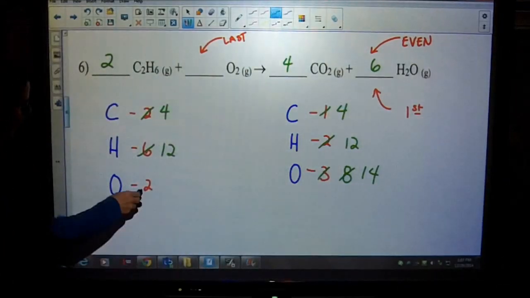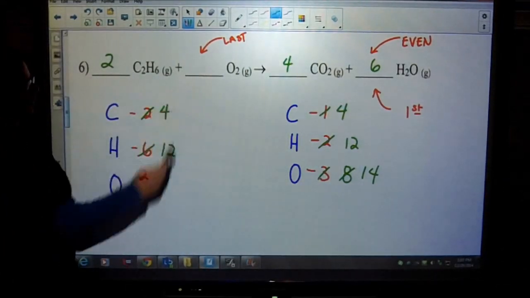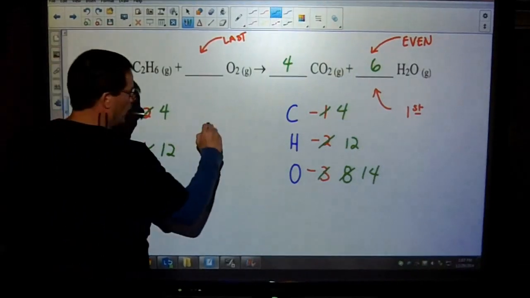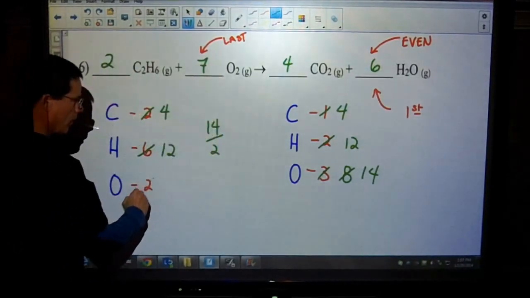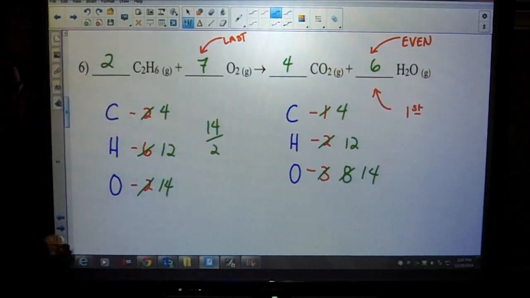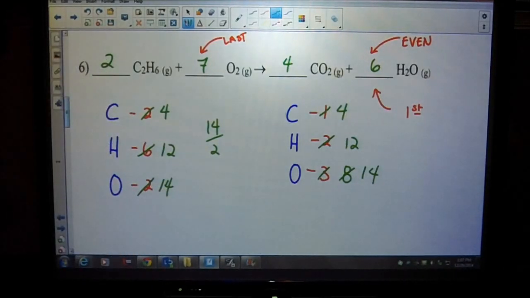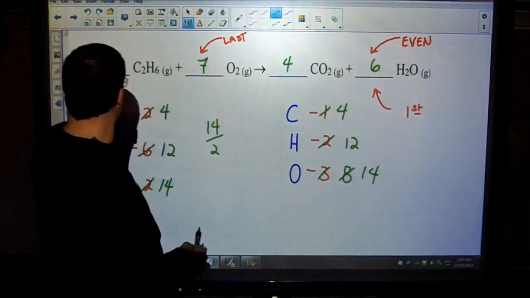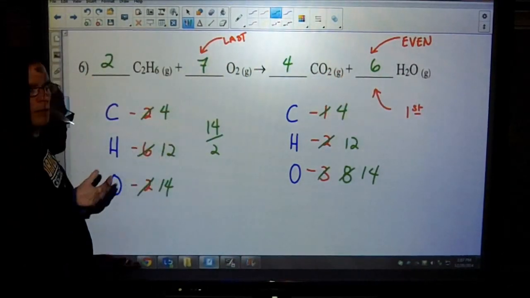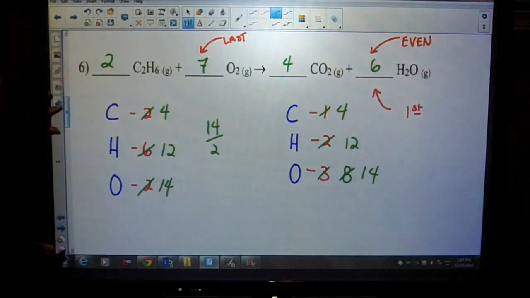So if I want to get 14 oxygens over here, notice I'm saving this for last. Take 14 divided by 2, and that gives me a 7. So now I've got 14 oxygens on both sides. Ask yourself, can these be reduced down any further or simplified? And I have an odd and an even. I cannot, so this is as low as she goes.